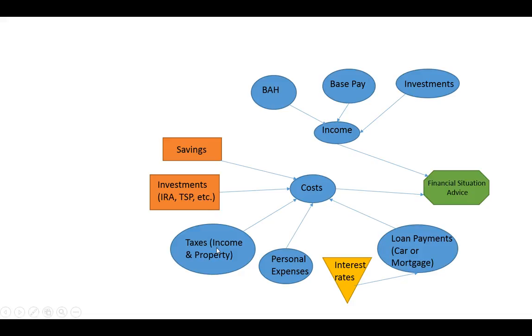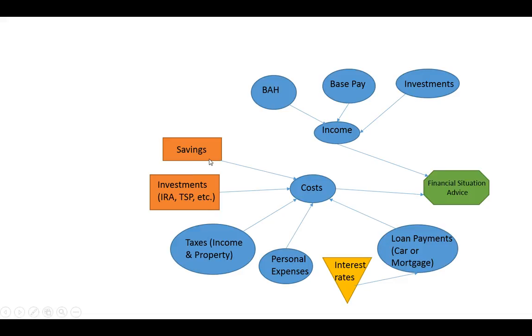Taxes are also often overlooked, income and property tax especially. Property tax only applies if they're homeowners, but it could definitely cost them a lot each month if they're not careful. And then lastly, we have the two major decisions that our soldiers are going to make based on our financial advice, which is what to save and how to invest.